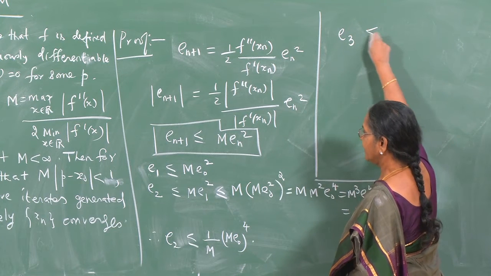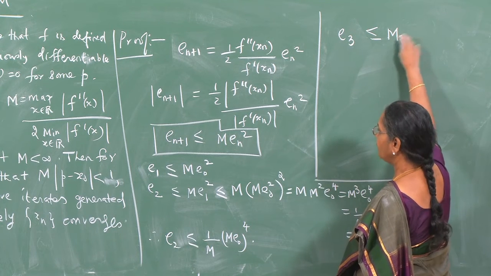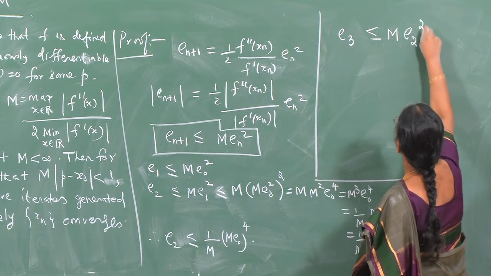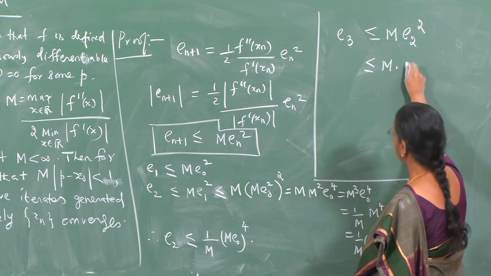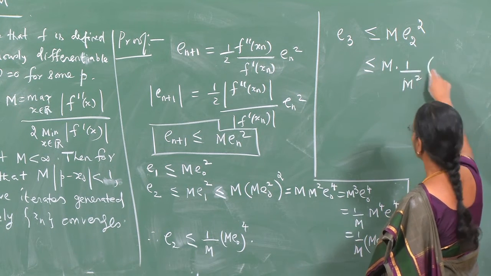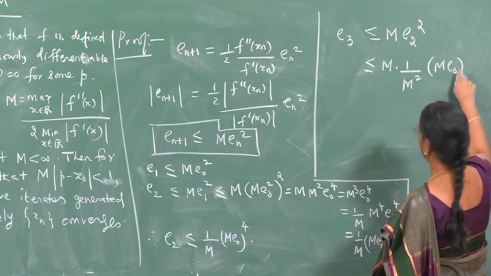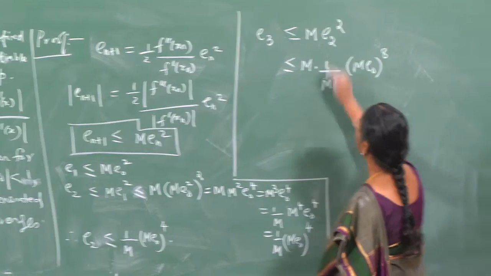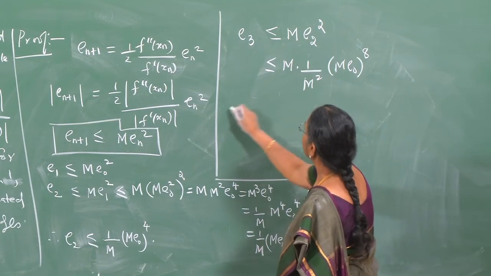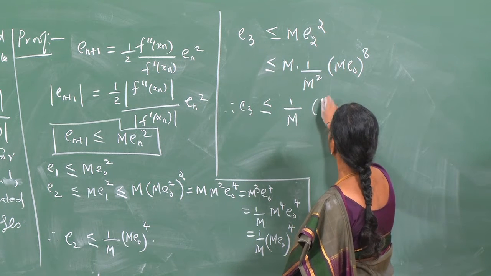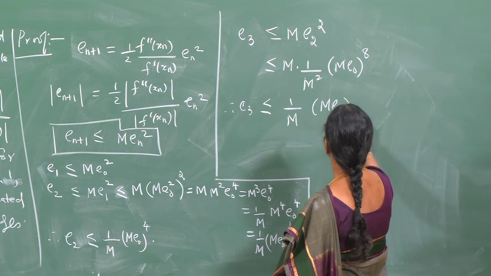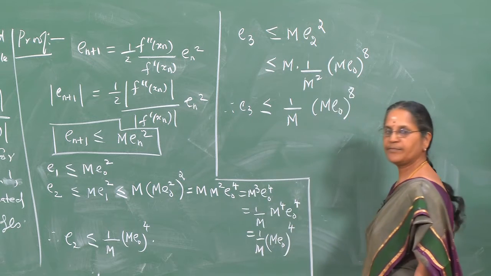Let us write down E3. E3 is less than or equal to m into E2 square. So, it is less than or equal to m into 1 by m square into m E naught to the power of 8, because I am squaring it. Therefore, E3 is less than or equal to 1 by m into m E naught to the power of 8.